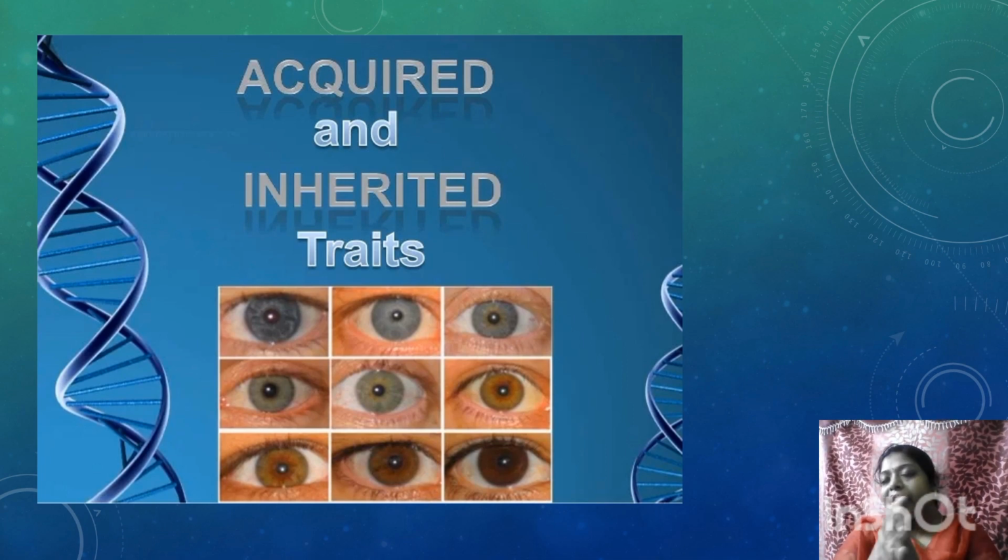Now I can give a very good example. Let us take a model, maybe a very beautiful model. She will be very tall, have a very fair complexion, and be very attractive to see. But her offspring, maybe a boy or a girl child, need not acquire the same body structure. It cannot have that. So that is called an acquired trait.